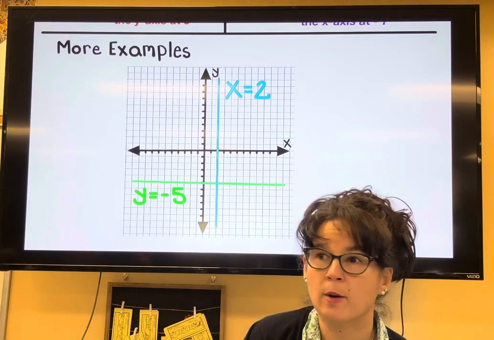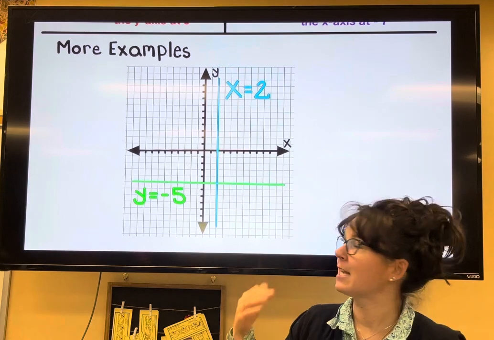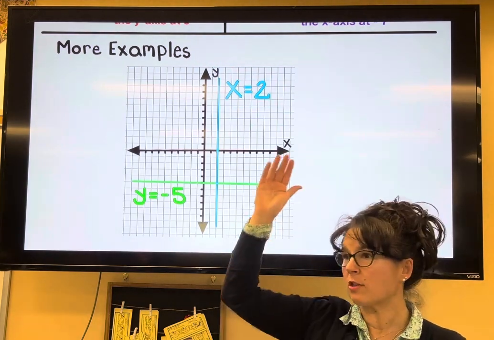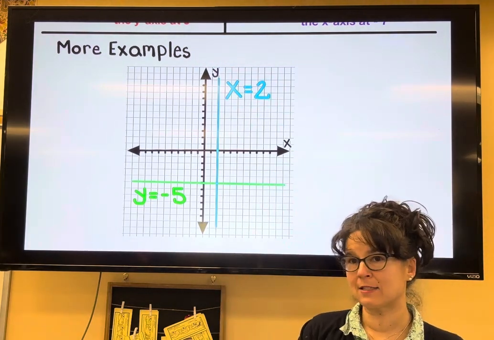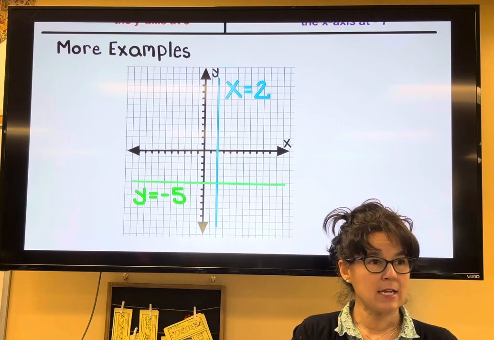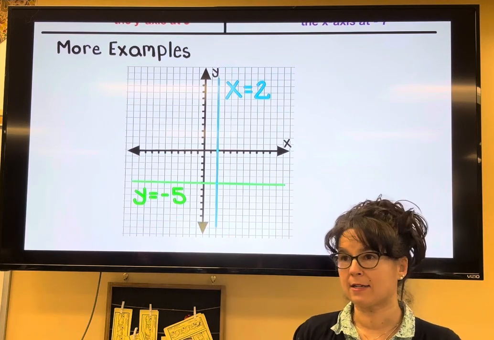So a quick way to remember graphing these lines, if it's an x equals, you know that the line is slicing through the x-axis at that number. And if it's a y equals, it's going to slice through the y-axis at that number.